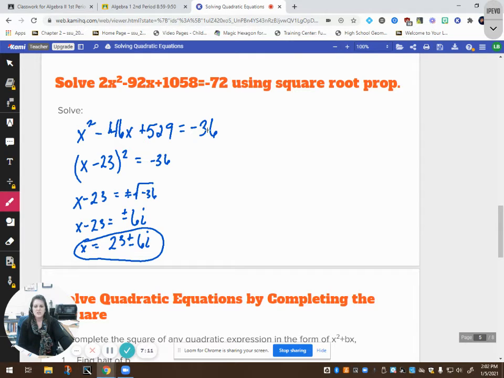And then I look at this 36, and it's a perfect square, but the problem is it's a negative. So don't let this scare you. Don't let this get you hung up. Go ahead and work it out just like you would before. Take the square root of both sides. So we have plus or minus the square root of negative 36.